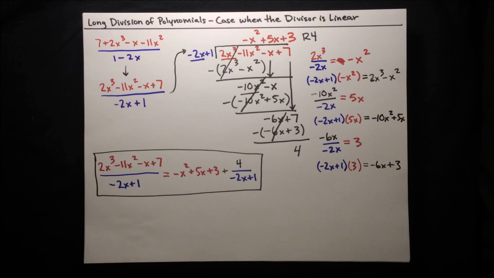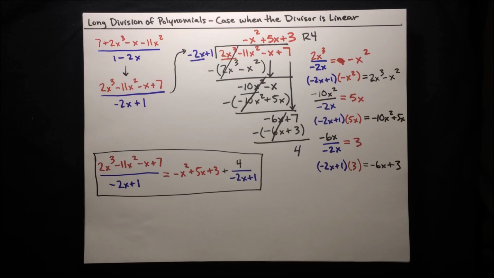Like before, we could check our answer by multiplying both sides by negative 2x plus 1. We won't actually do the multiplication because it'll take a little bit of time to perform, but if you did, you should find that this right-hand side, when you multiply it all out and simplify, comes out to the original dividend on the left-hand side, this 2x cubed minus 11x squared minus x plus 7. If it comes out to that, you know you're right. If it doesn't, you know you made a mistake somewhere in your long division.